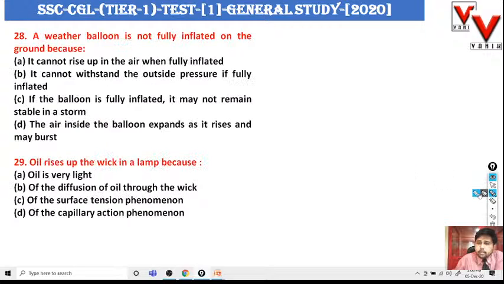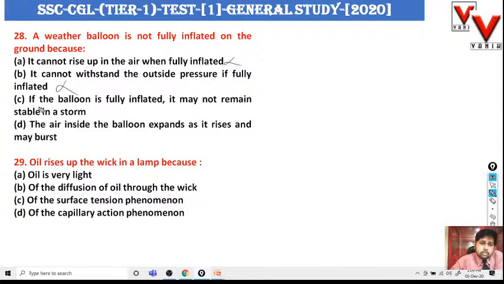Question number 28. A weather balloon is not fully inflated on the ground because it cannot rise up in the air when fully inflated. No, that doesn't make any sense. It cannot withstand the outside pressure if fully inflated. That doesn't make any sense either. Outside pressure will always be less than it, and it will very well sustain.